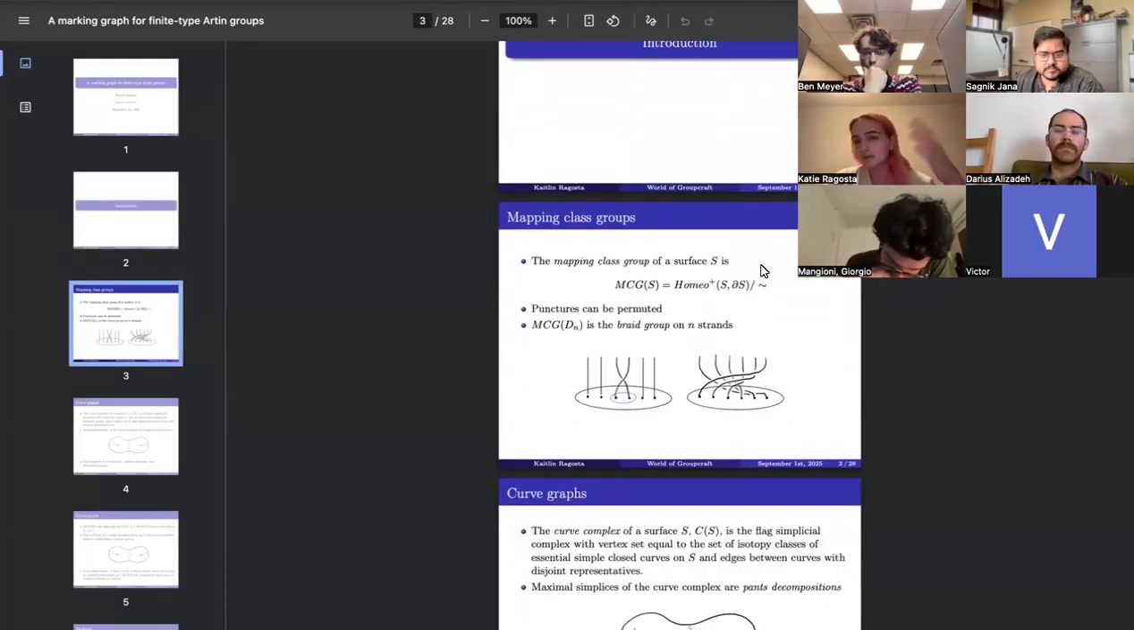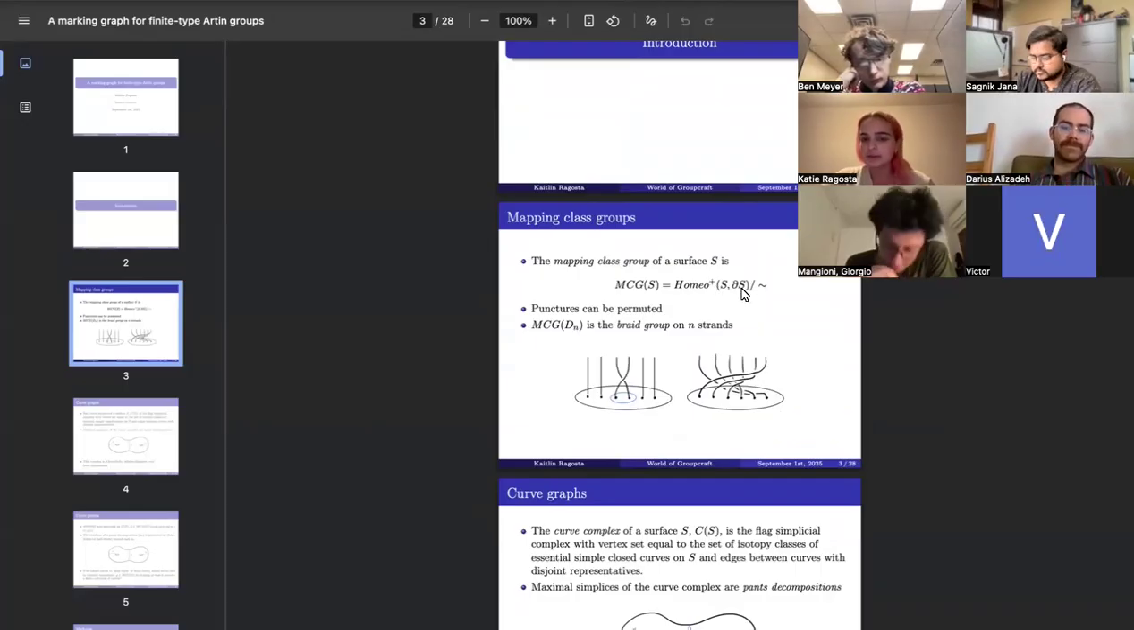A marking graph was originally defined for mapping class groups. So if you've not seen a mapping class group, the mapping class group of a surface is the group of orientation-preserving homeomorphisms of a surface which pointwise fix the boundary, considered up to isotopy. And any punctures on the surface can be permuted.